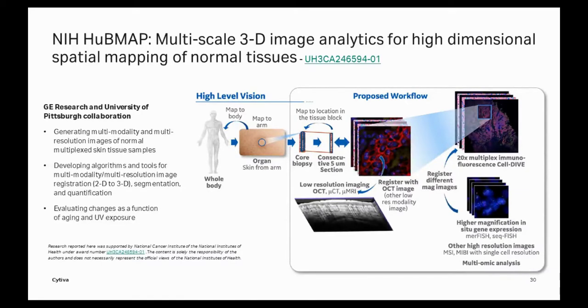And we're combining serial multiplexed imaging of skin samples together with micro CT, and seeing how we can combine a 3D reconstruction of these multiplexed images together with a validated 3D imaging method, micro CT. Once we've got that 3D reconstruction and analysis done, how do you look at changes as a function of aging and UV exposure, look at changes in immune cells, for example, over time, or in relation to UV damage, markers of DNA damage.